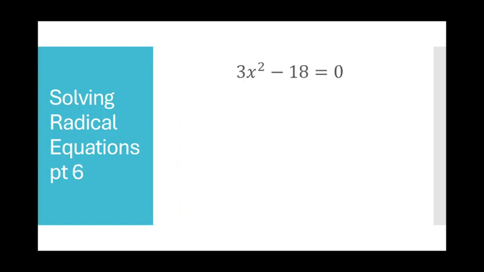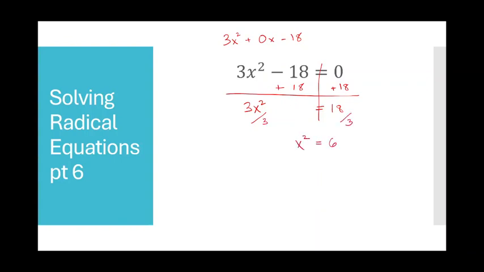All right, here, when we try to solve this for x, you can turn this into general form for a quadratic and solve it that way. But we can also use the square root property. So if I add 18 to both sides, now I've got 3x squared equals 18. I can divide by 3, and I've got x squared equals 6. And now I can just take the square root of both sides, right? And don't forget, you're going to have two solutions, positive root 6 and negative root 6.